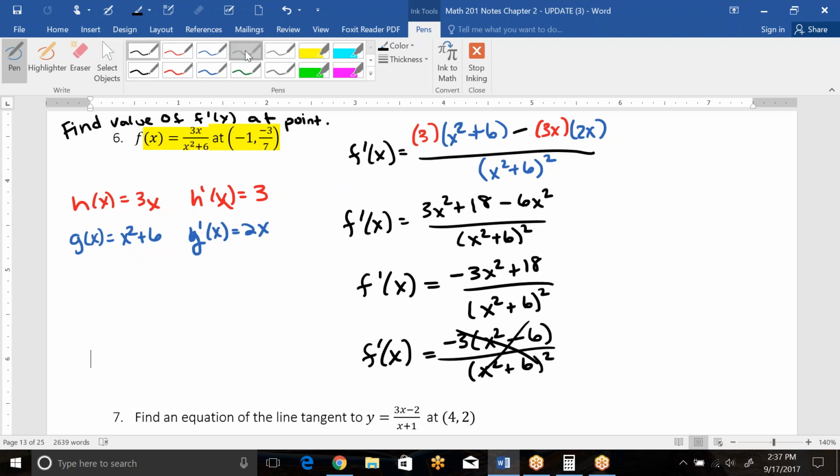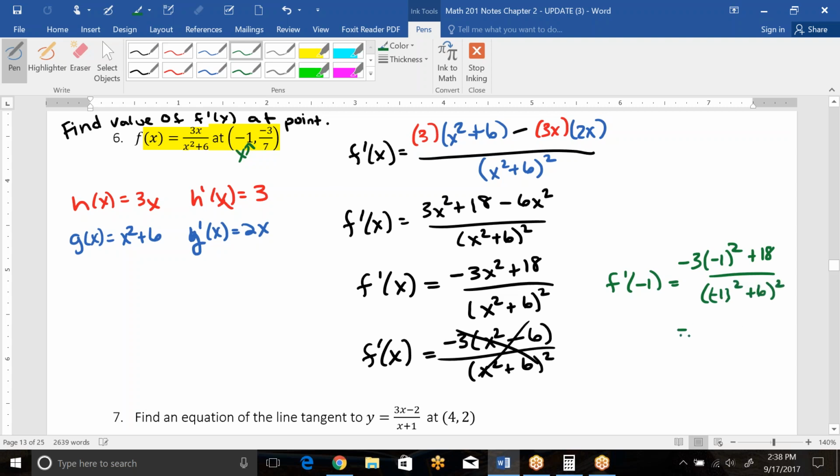Now they did ask us to evaluate this at -1 because remember when we evaluate we use the x value because it's f prime of x. So f prime of x, where x is now going to be -1. We plug in -1 to our derivative, so negative 3 times -1 squared plus 18 over -1 squared plus 6 all squared.